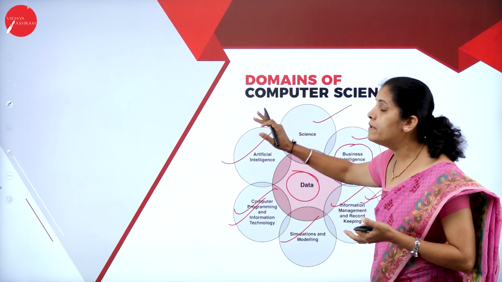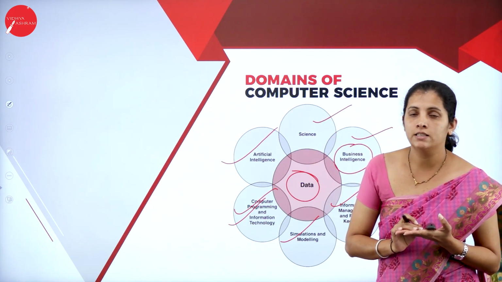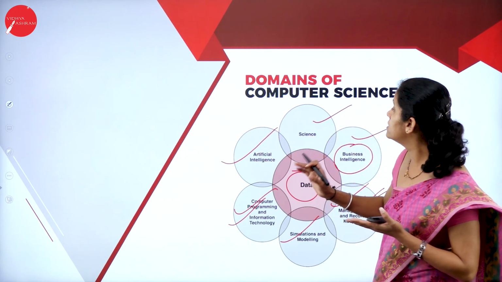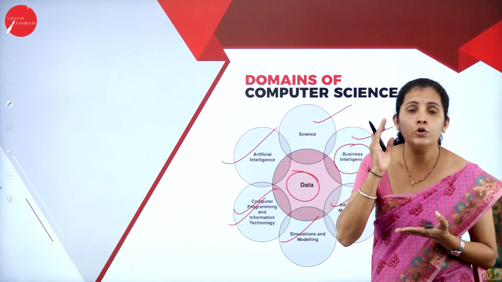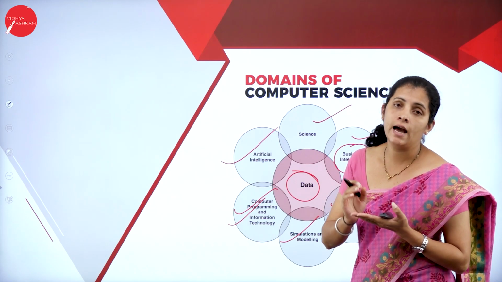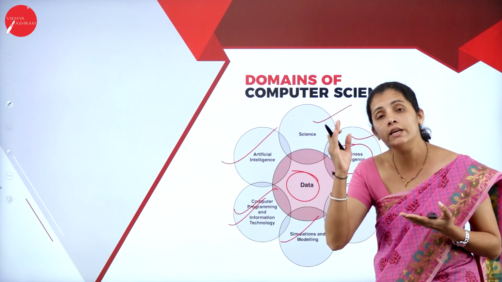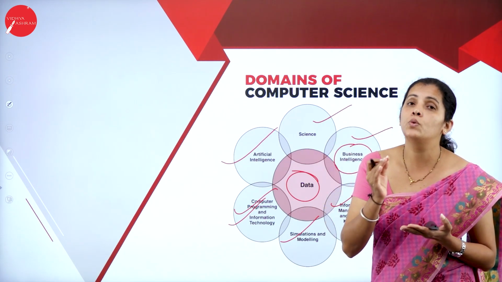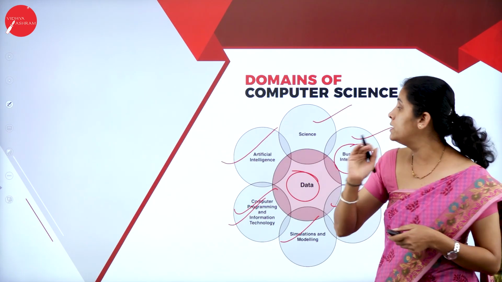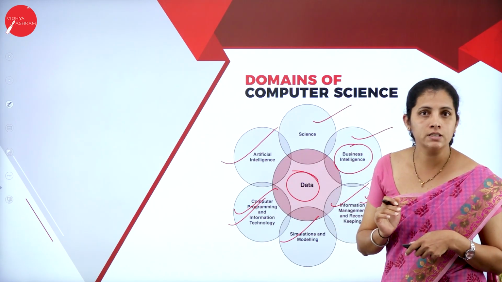That means nowadays the trend is artificial intelligence. It is a simulation of the human brain, or a simulation of human thinking. That means we are going to create a machine like a human being, that is, how human beings think and how human beings interact. So this is a simulation of a human being. These are some of the domains of computer science.